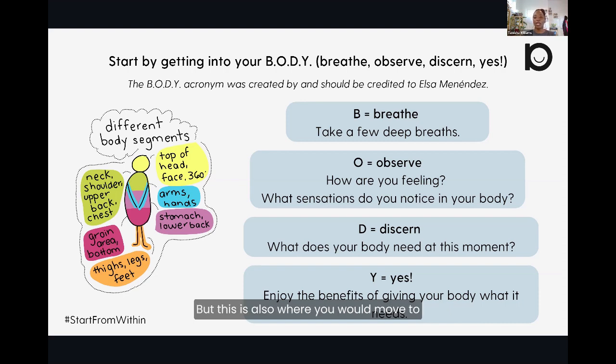But this is also where you would move to looking at the choice board and seeing if there are options on the choice board that fit. So again, I'll pause. If you need to pause the video here, take a moment and discern, what does your body need in this moment?